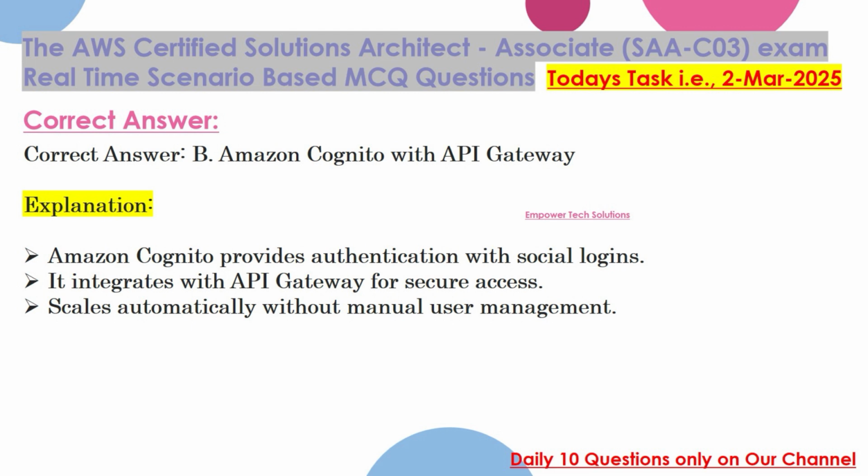Explanation: Amazon Cognito provides authentication with social logins. It integrates with API Gateway for secure access. Scales automatically without manual user management.